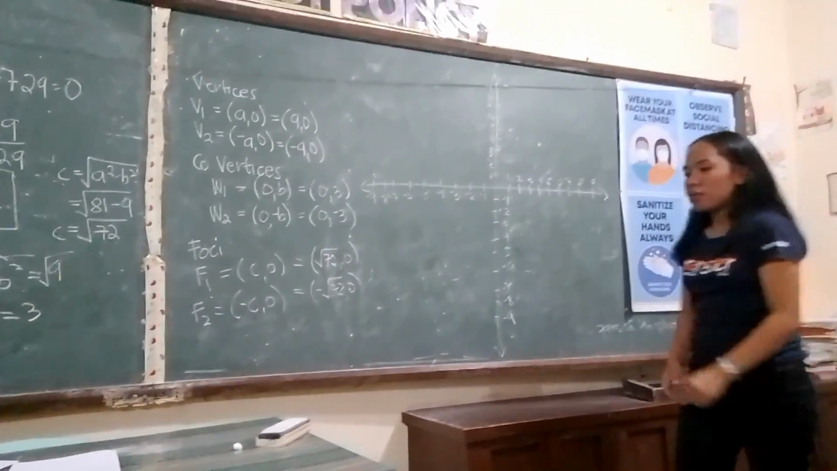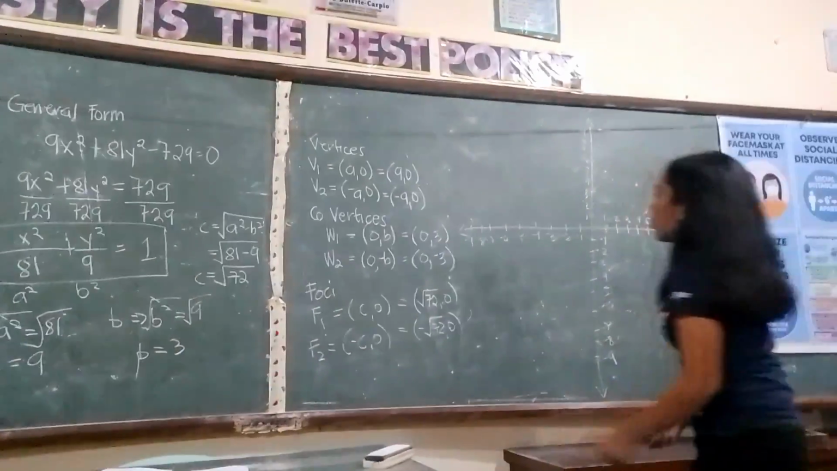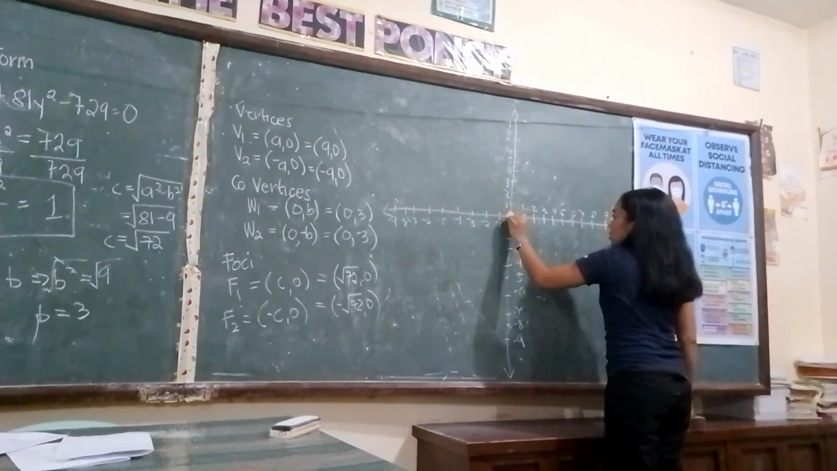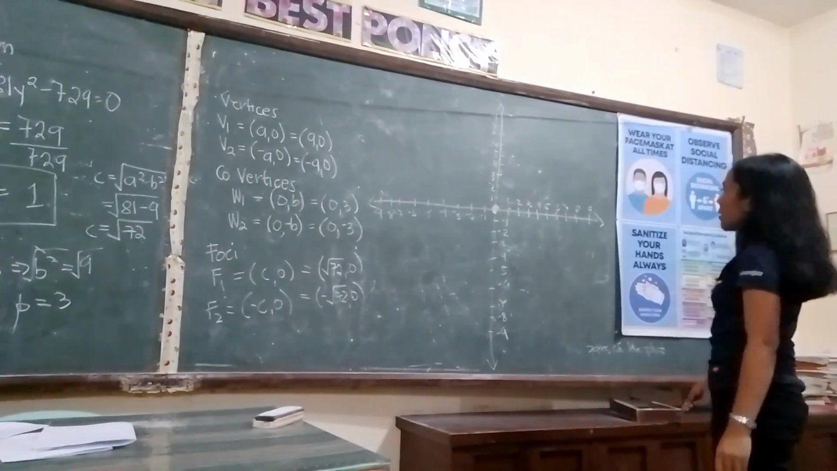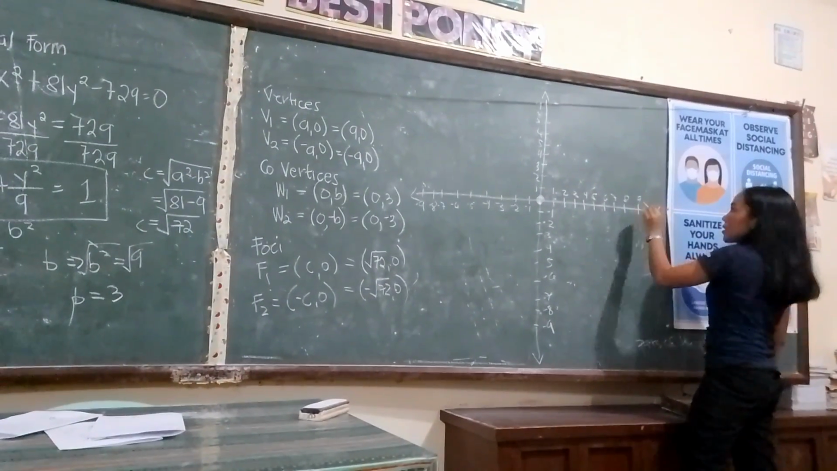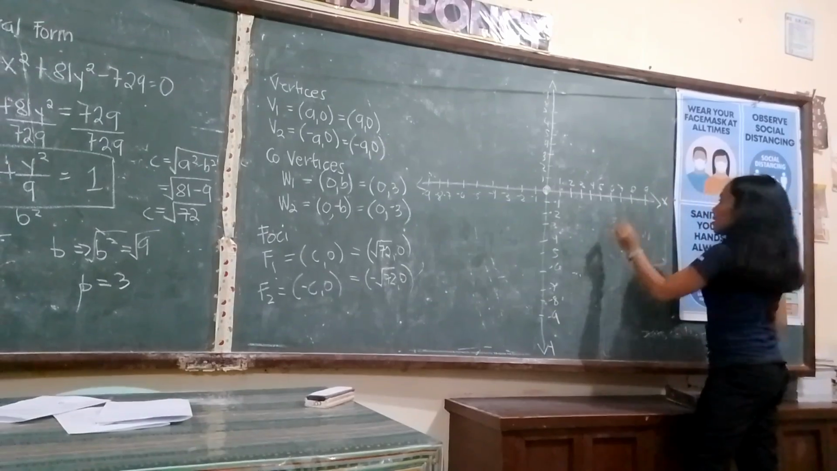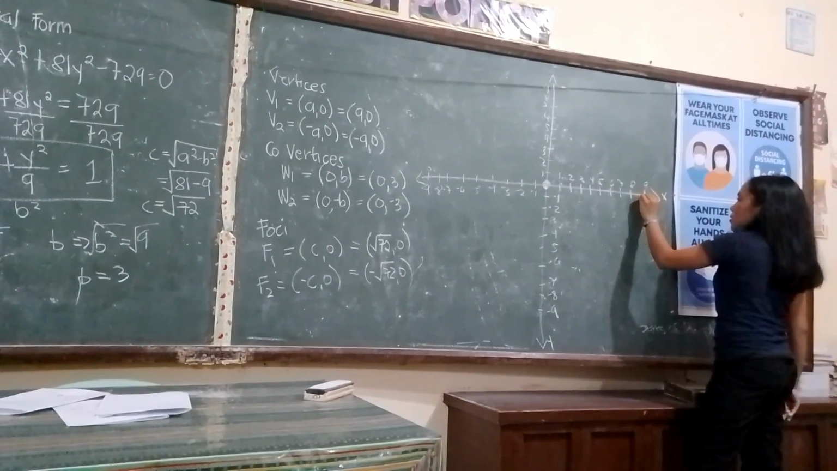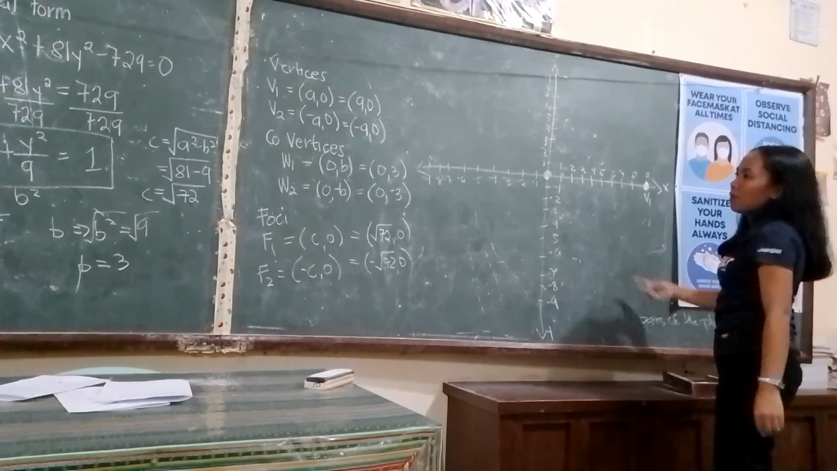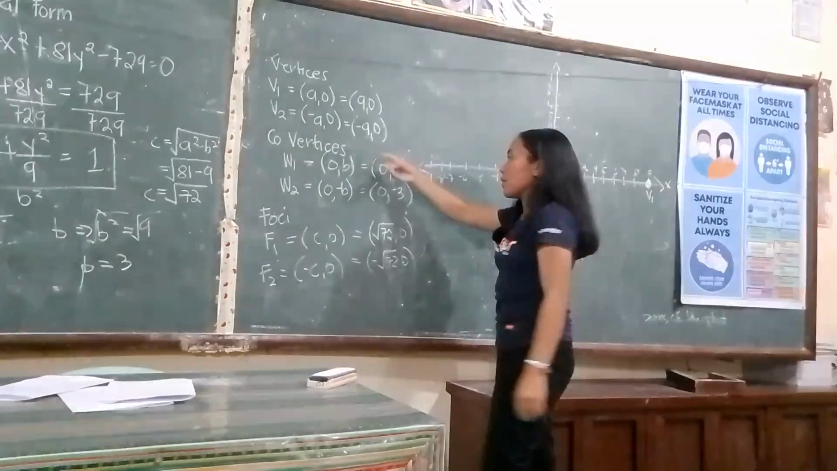Okay, so let us plot these coordinates. Our center is 0 and 0. For our vertices, we have 9 and 0, so 9 on the x-axis and 0 on the y-axis. So we have here the V sub 1. For our V sub 2, we have negative 9 and 0.